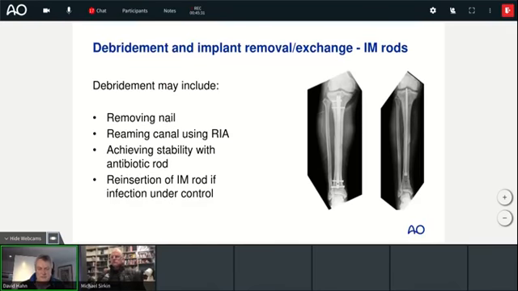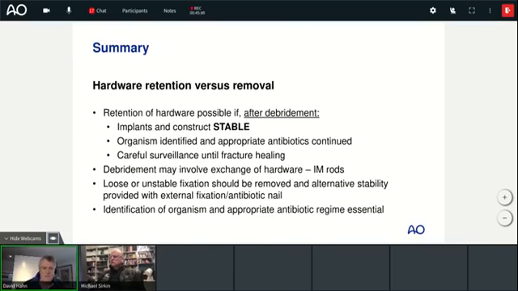With the rods, as I explained, debridement may include removing the nail and reaming the canal, and we'll hear a lot about that later on. So in summary, if you're going to retain the hardware, it is possible if, after debridement, the implants and the construct are stable. You must do everything you can to identify that organism and start appropriate antibiotics, and you will have to do very careful surveillance if you are going to retain implants.